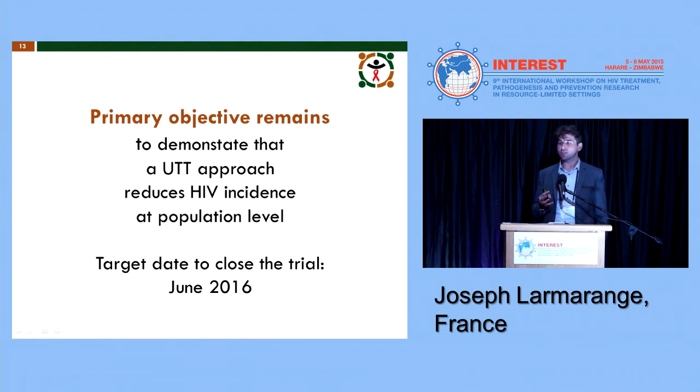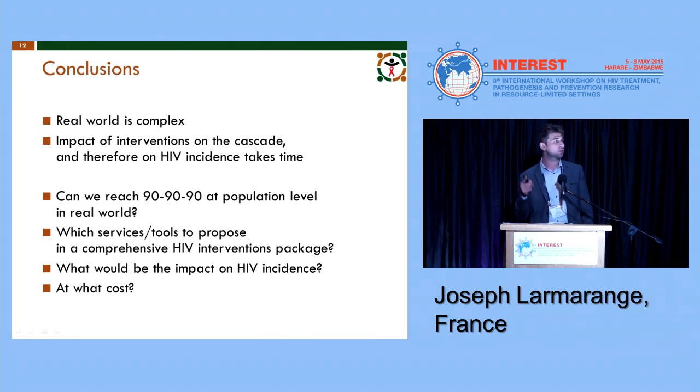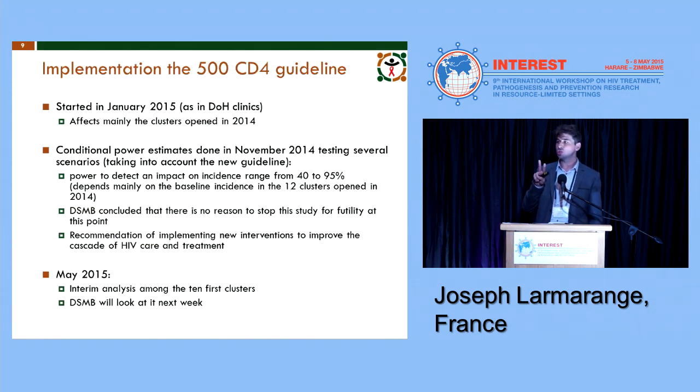So what are our first results? These are the results of what we've called phase 1, which means what was collected from the beginning to the end of May 2014, only in the first 10 clusters. In these clusters, we have organized 2 rounds of home-based testing surveys in 6 of them, and 3 rounds of HIV testing in 4 clusters.